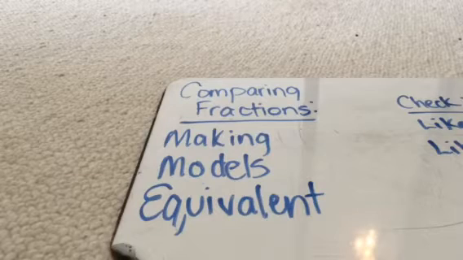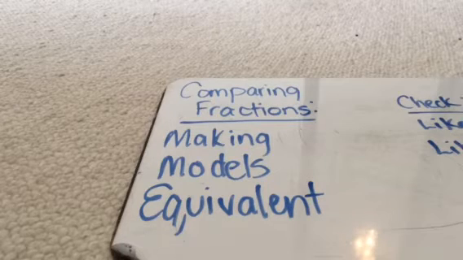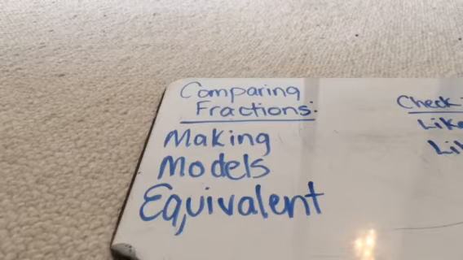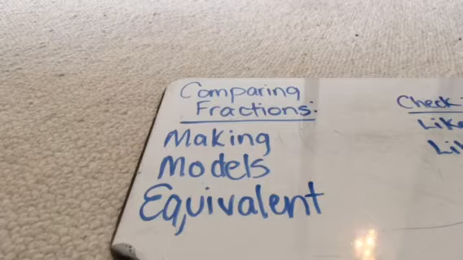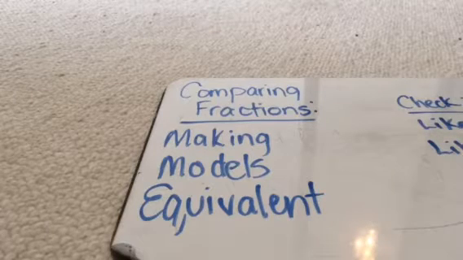Today we're going to talk about our third strategy for comparing fractions, which is making the models equivalent. In third grade, anytime you see a fraction, you're going to see a model with it. Okay, so we're going to be trying to make the models equivalent, and the word equivalent means equal. So can we make the models have the same number of pieces?